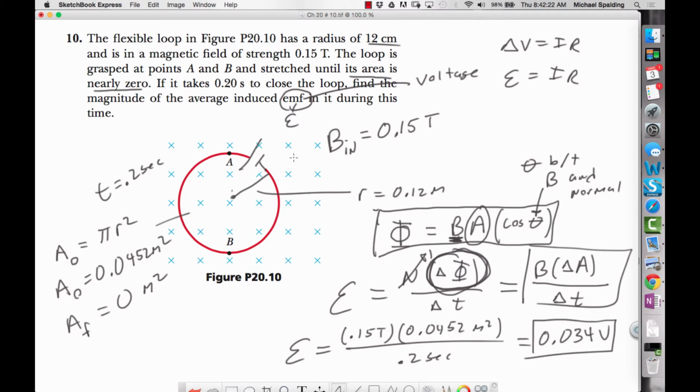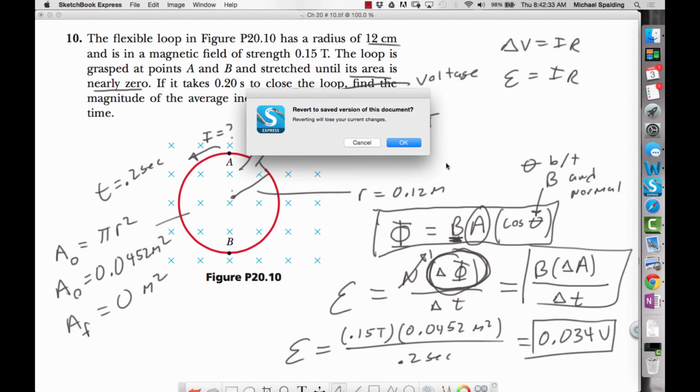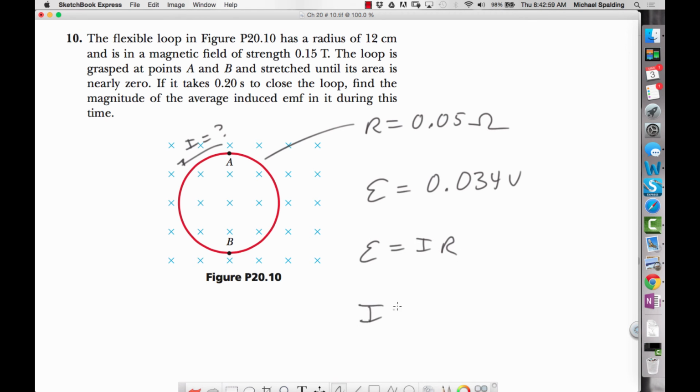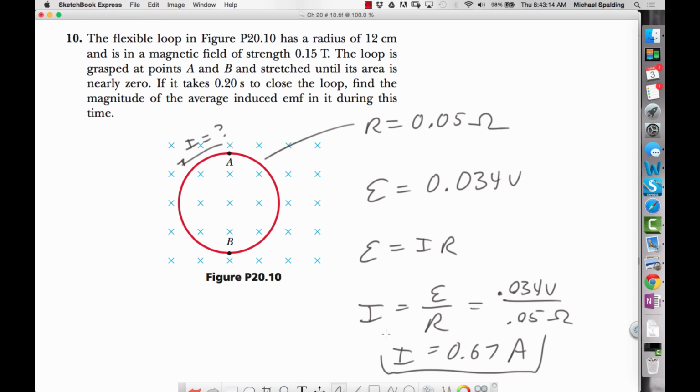Now, the question doesn't ask for this, but how would we find the induced current? We'd have to know the resistance of the loop. Let's just say that the resistance of the loop is 0.05 ohms. Just pretend they gave that to you. What if they wanted you to find the induced current? Well, we found the induced voltage, which was 0.034 volts. If we had the resistance of the loop, how do we get the induced current? E equals IR, so I is going to be E over R. 0.034 volts divided by the resistance gives 0.67 amps. So that's how you would find the induced current.